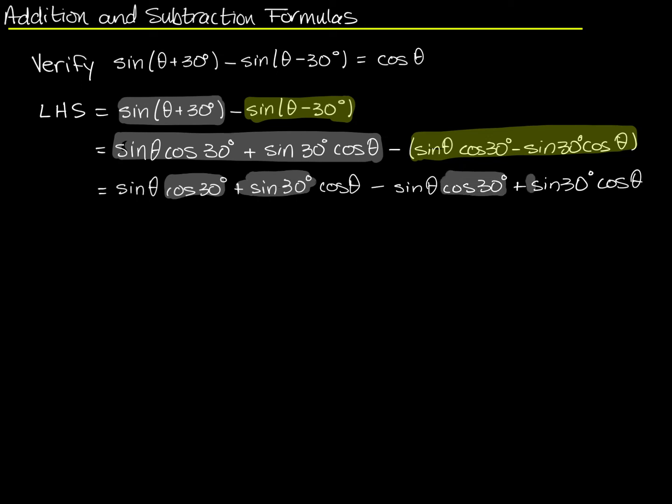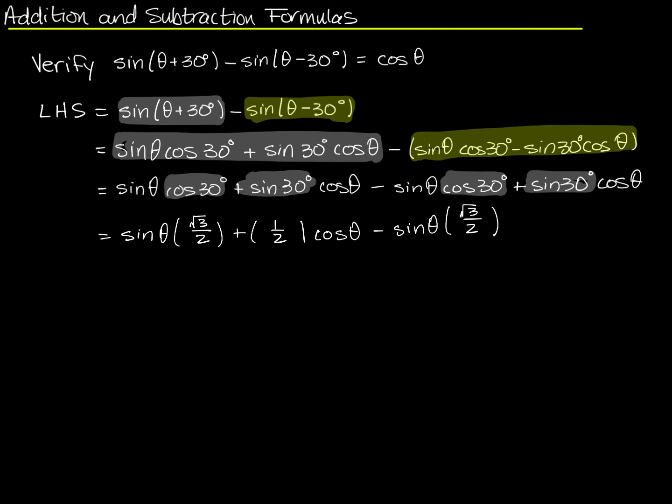I'm going to rewrite this. But instead of writing sine of theta cosine of 30 degrees, I'm going to write the sine of theta times what I know the cosine of 30 degrees to be, which is the square root of 3 over 2, plus the sine of 30 degrees times the cosine of theta. Well, the sine of 30 degrees is a half. The cosine of 30 degrees is root 3 over 2. The sine of 30 degrees is a half.